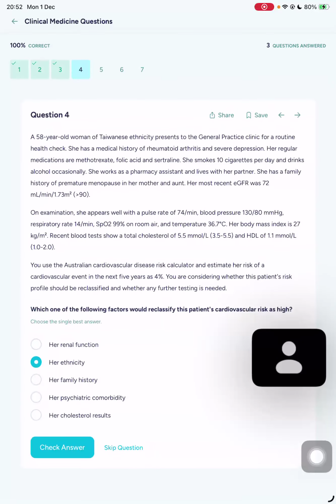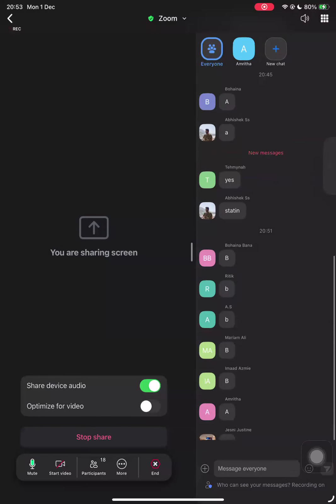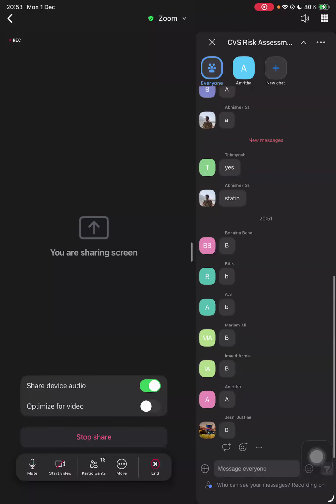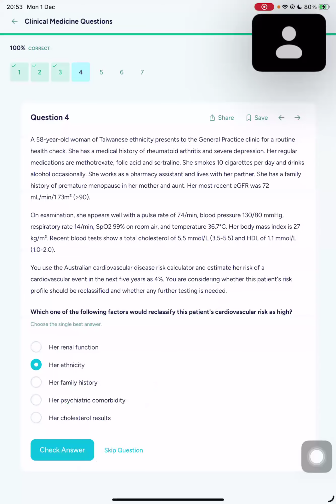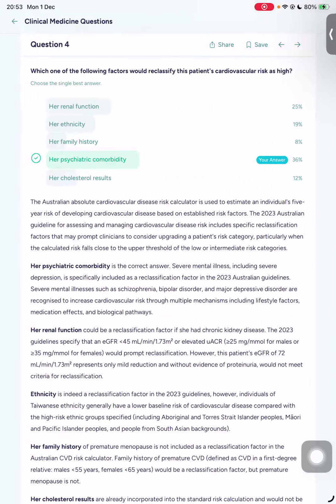Actually, I'm confused too. Maybe we'll revise the reclassification factors after. Yeah, sure, I'll revise it again. Okay, so please finalize your answer. Let's do the final check of the answer. What is your final answer? My answer is still psychiatric comorbidity. But it's not ethnicity. Yes, psychiatric comorbidity. You are correct.